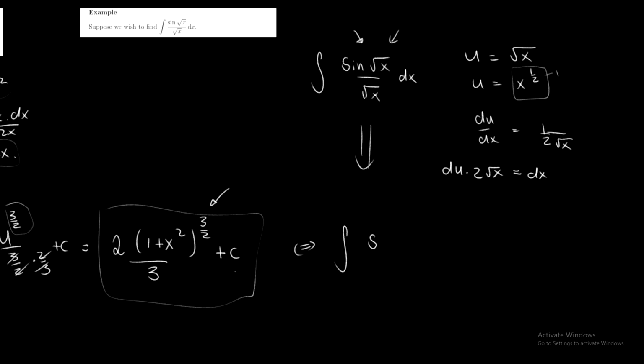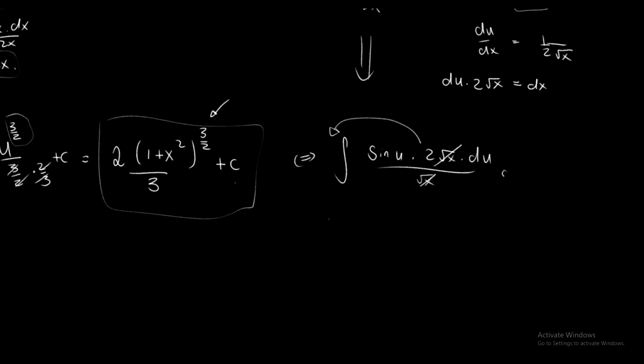So I'm going to substitute the sine of u times, so we know it's 2 root x times du over root x. I can now cancel out these 2 root x's, and then I can bring my constant forward. It just makes the integral a little bit easier. So that's the integral of sine u du. And we know that the integral of sine u is negative cosine u, so that's going to be multiplied by negative cosine u plus c.